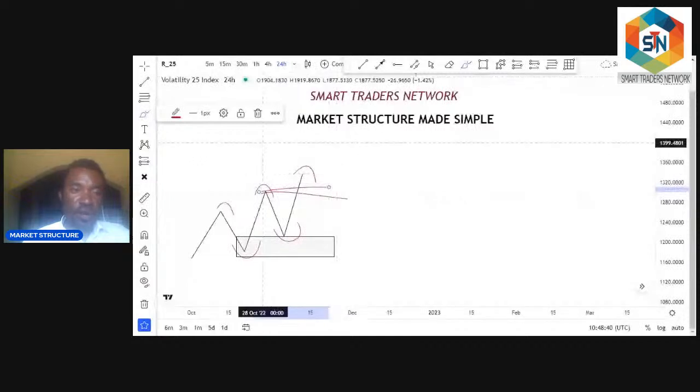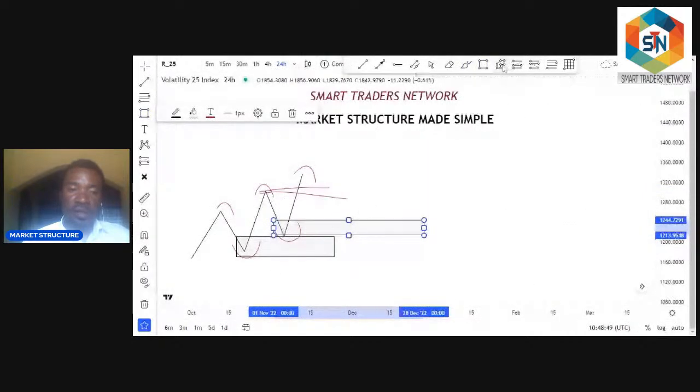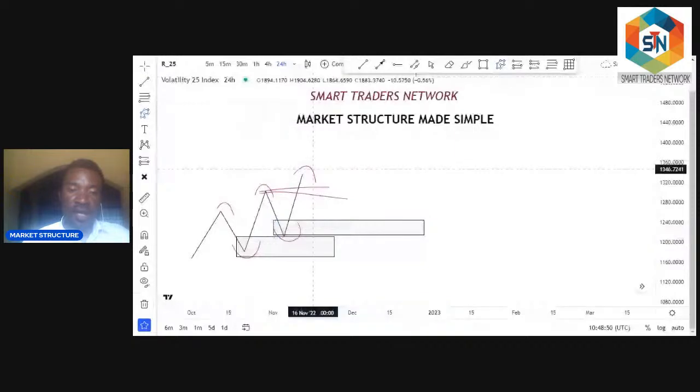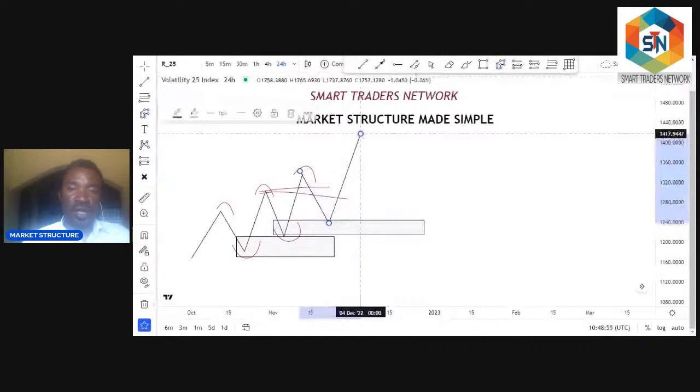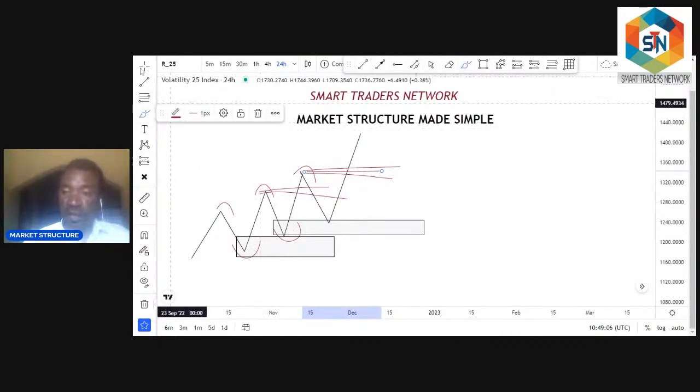Then when price comes down and gives you another higher low, you want to take an entry from this higher low. So price comes and trades into this higher low to give you a higher high. So this becomes your take profit. This last recent higher high that was broken becomes your take profit. This is a bullish formation.